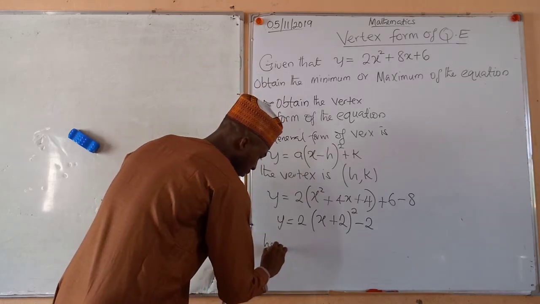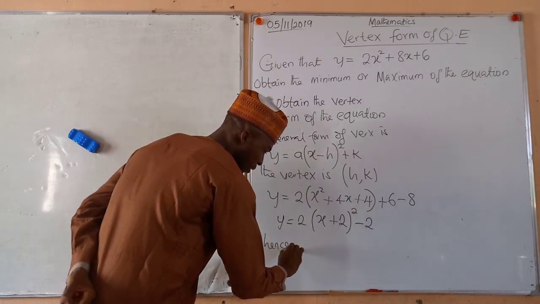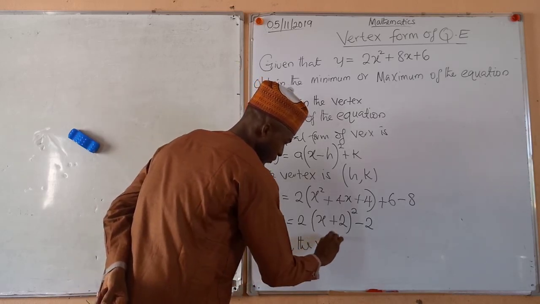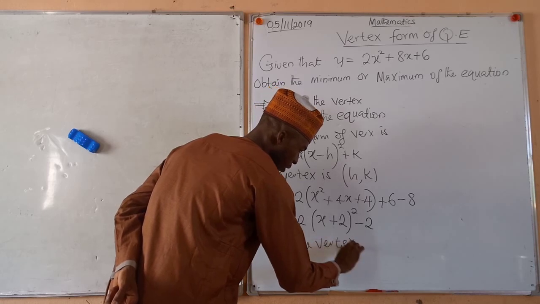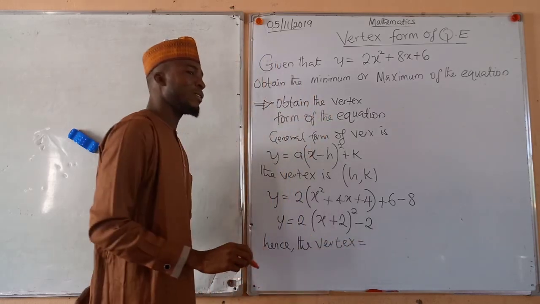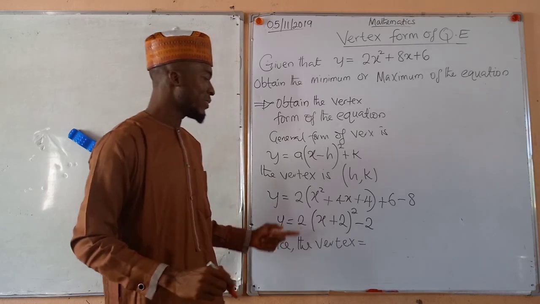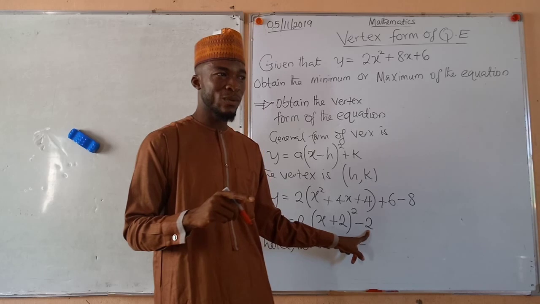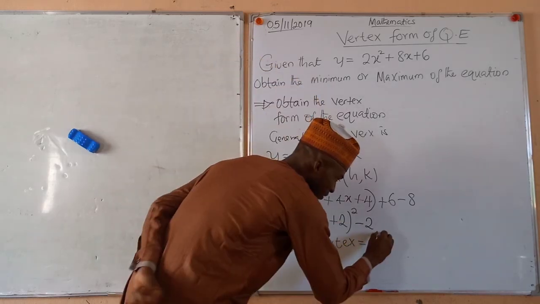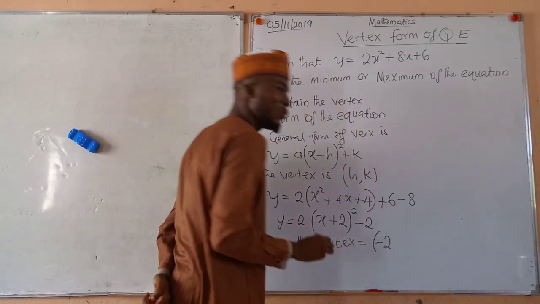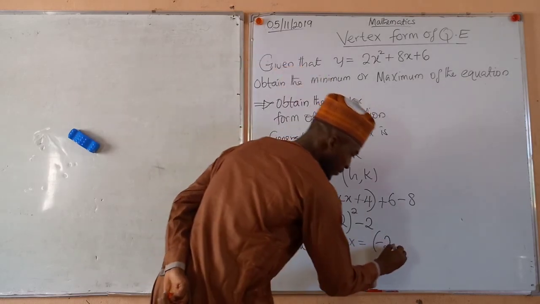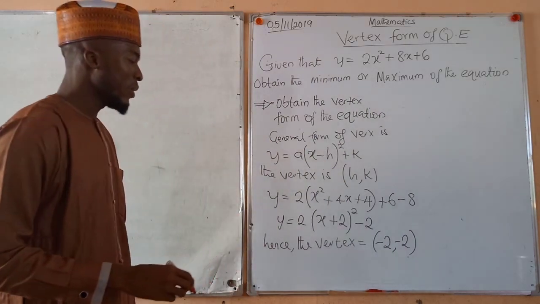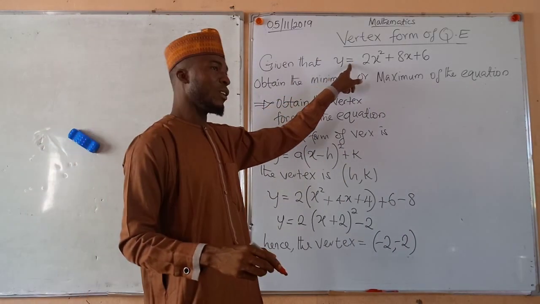Hence, the vertex is, what is the vertex of this? Negative 2 over 2... it's negative 2, comma, negative 2. So it means when x is negative 2, y is negative 2. So this is the vertex of this particular quadratic equation.